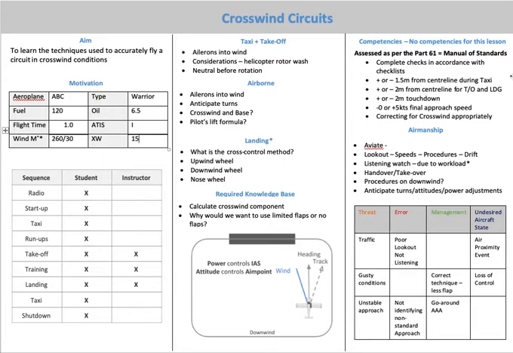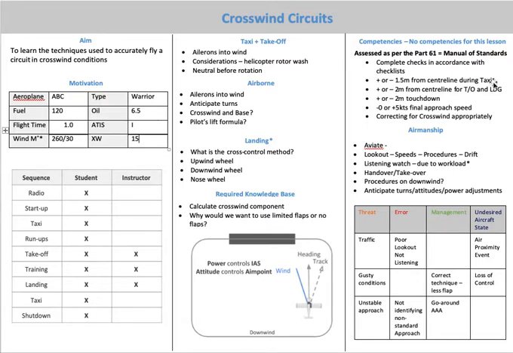Plus or minus 2 meters from touchdown, so basically that's also related to the centerline. Plus or minus 5 knots on final approach speed. So you're really accurate with power, airspeed, and attitude for your aim point, and correcting for the crosswind appropriately. So make sure you apply that technique all the way through.